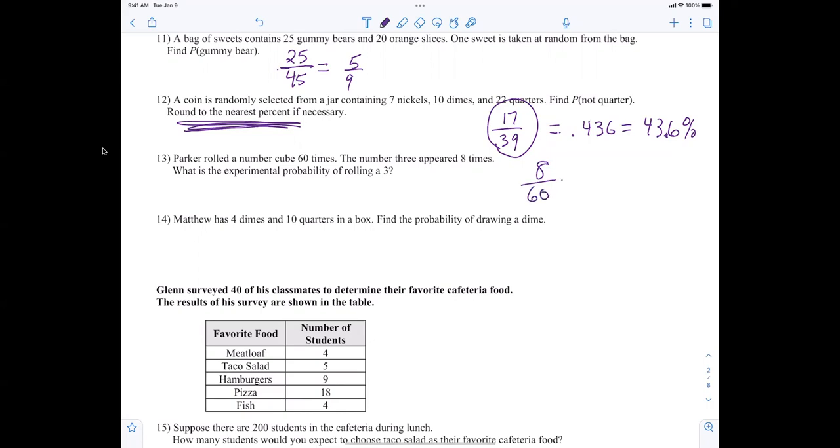All right, and of course we wouldn't just leave it like that. So we would simplify that. 2 out of 15. Thank you. 2 out of 15. All right, is everybody okay with that? All right, number 14. All right. Ms. Vaughn, so there's 4 dimes and 10 quarters, so you add it and it's 14. So then 4 dimes, so it's 4/14, which reduces to 2/7. I'm pretty happy with that.